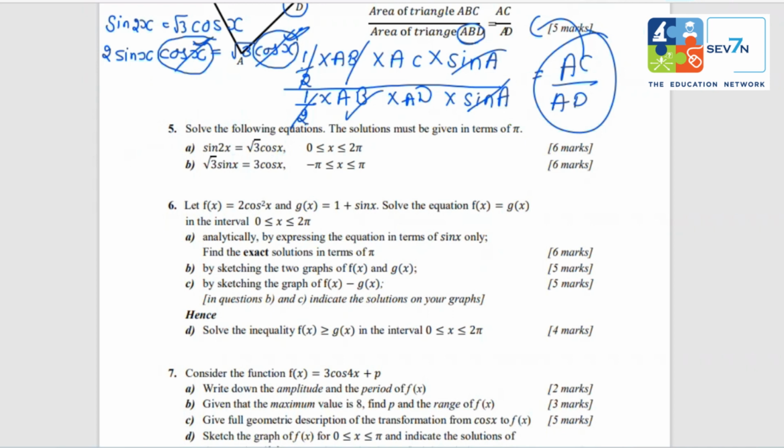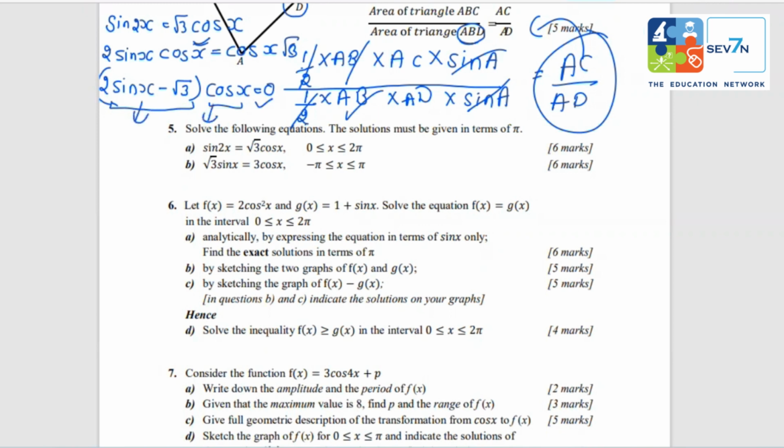How? You can take common cos x, because cos x is 1 unit, right? Yes. See, root 3 also. And can I write 2 sin x minus root 3 into cos x is equal to 0? Can I write in this way? Yeah. So now we have the product of two terms which will be 0. Either this is 0 or this is 0, right?